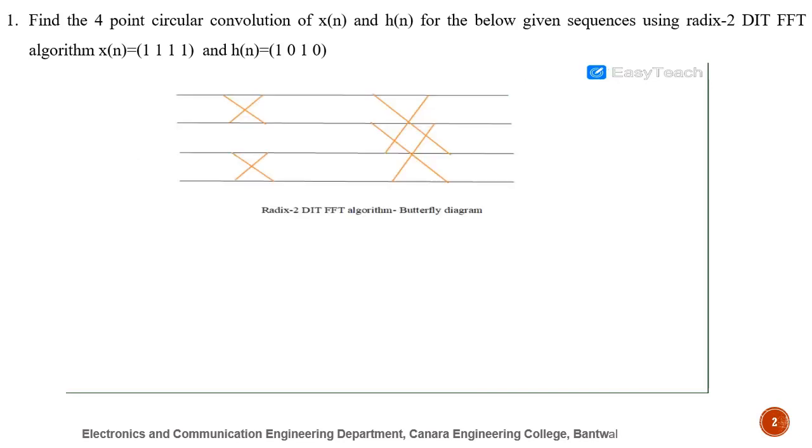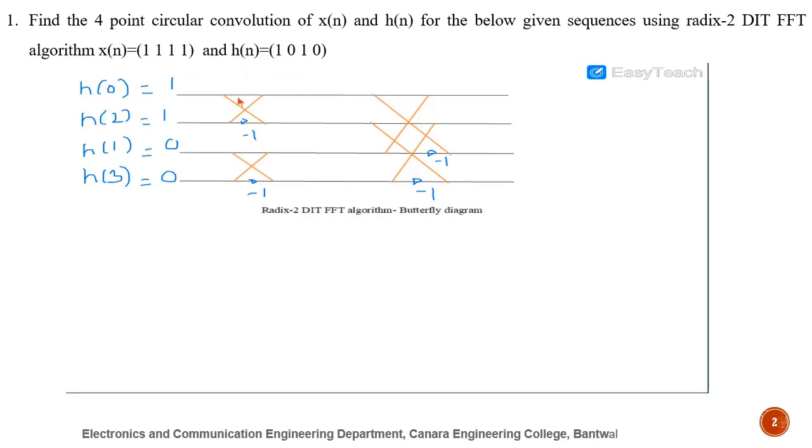Next step is to find out h of k. So we need to find out h of k. This is h of 0, h of 2, h of 1, h of 3. Decimation on the time scale, the input side. So this is h of 0 is 1. H of 2 is also 1, H of 1 is 0, H of 3 is 0. This is minus 1, this is minus 1, and here also you have minus 1, this is also minus 1.